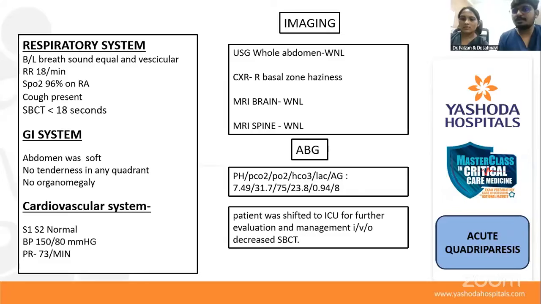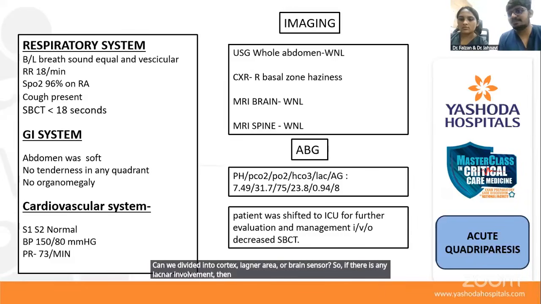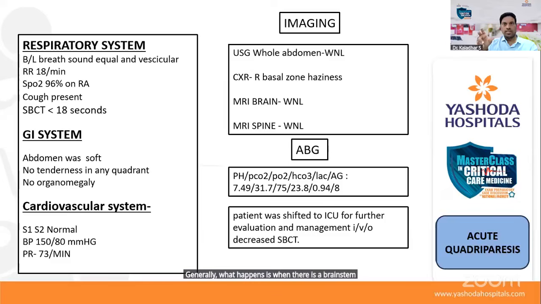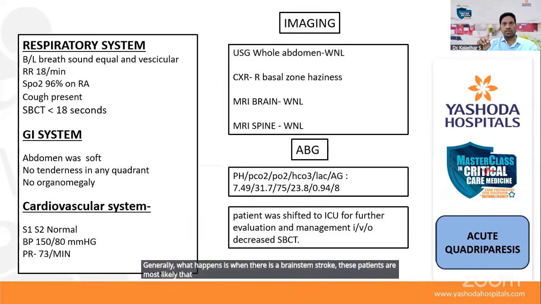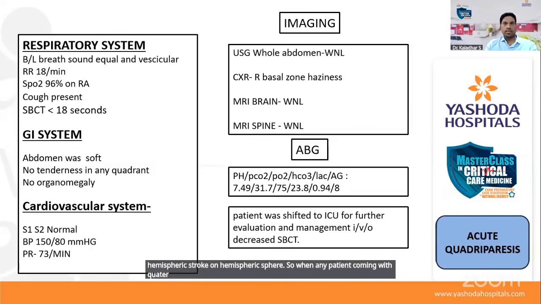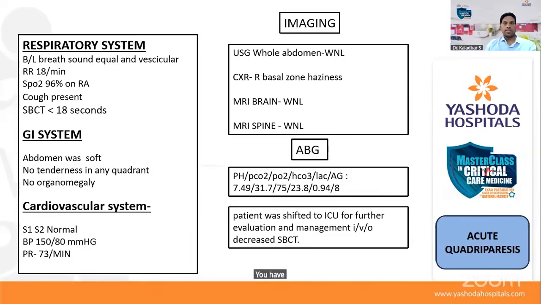It can be divided into cortex, lacunar area, or the brainstem. If there is any lacunar involvement, then there will be muscle weakness of the contralateral side. Generally, when there is a brainstem stroke, these patients are most likely to present with quadriparesis as compared to a hemispheric stroke, one hemisphere or the other. So when any patient comes with quadriparesis, thinking from the point of CNS, you have to suspect possibly brainstem stroke as one of the common possibilities.